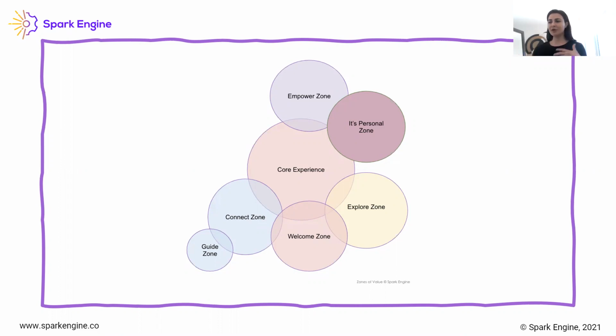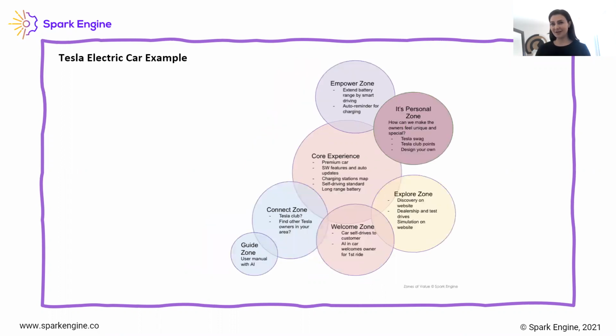So to get a little bit more granular, we devised an example using Tesla for their potential zones of value. If you think about Tesla, if we were to guess what their zones of value are using the basic framework, it may look something like this.